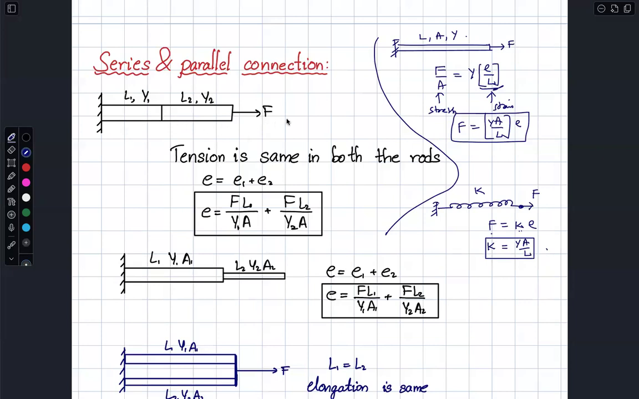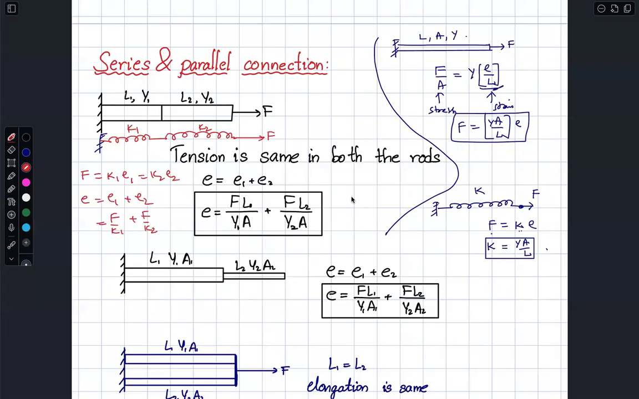Now, two rods are connected in series. What is common? Tension is the same in both the rods. In that case, it is the same as two springs connected like this. F is K1 E1, same as K2 E2. So E is E1 plus E2, where E1 is F by K1 plus F by K2. Same step I have written here.